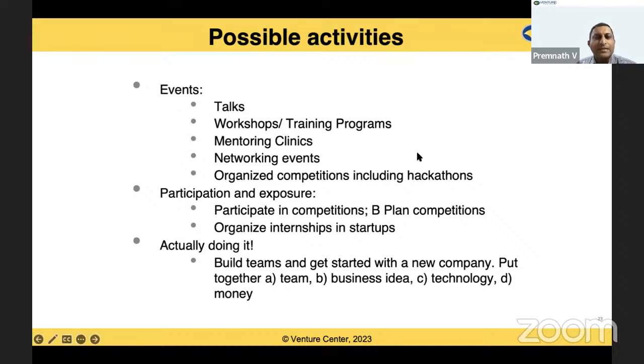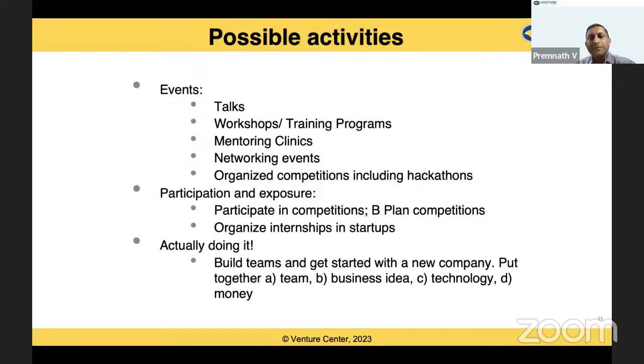You could also organize internships in startups if you're really interested. Some of these internships give you an opportunity to, in a short period of time, learn quite a bit rather than be boxed in a very, very specialized small role, which you might get in larger entities. And actually by doing it, build teams, get started with a new company.